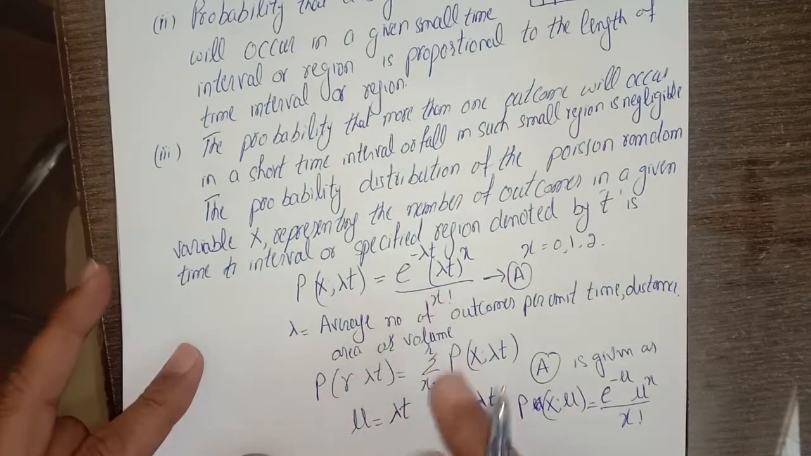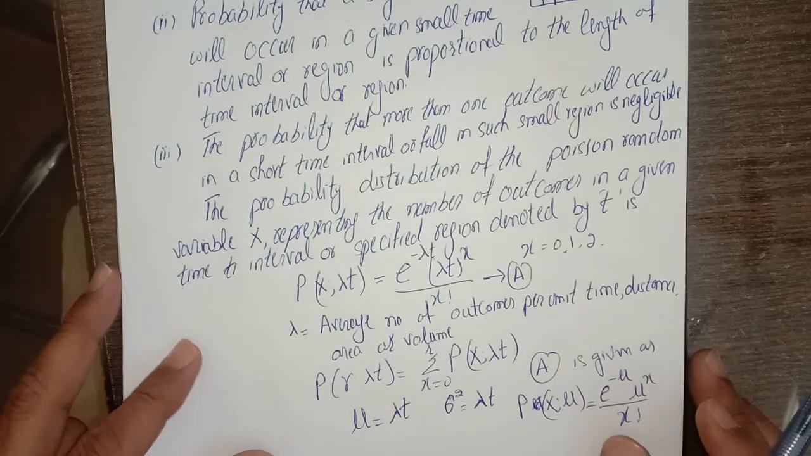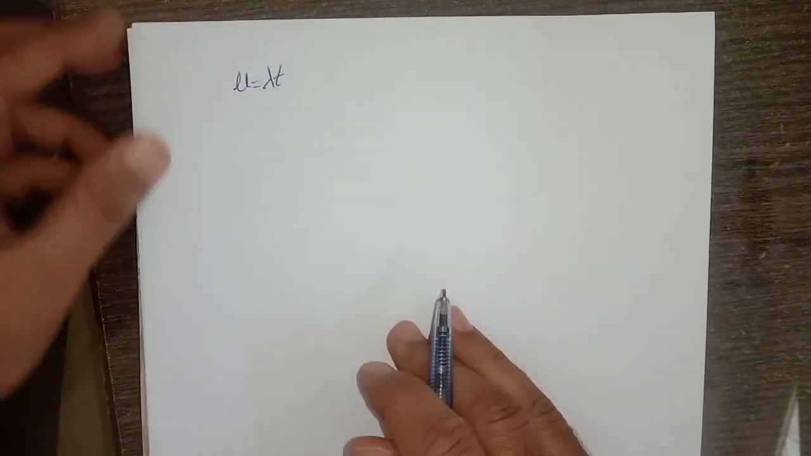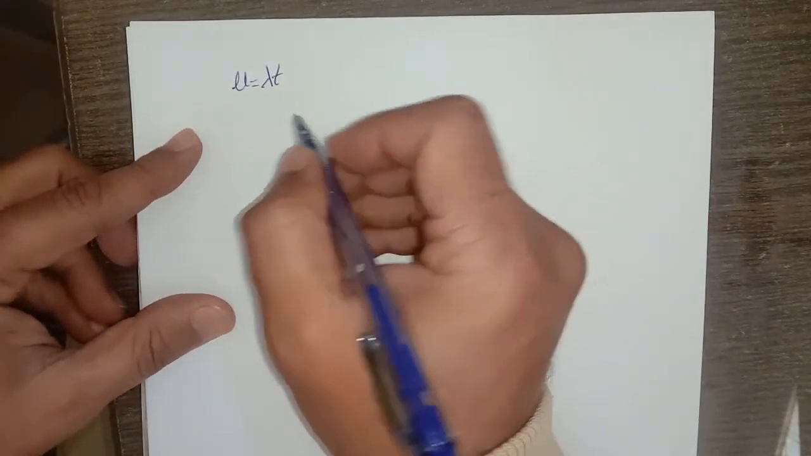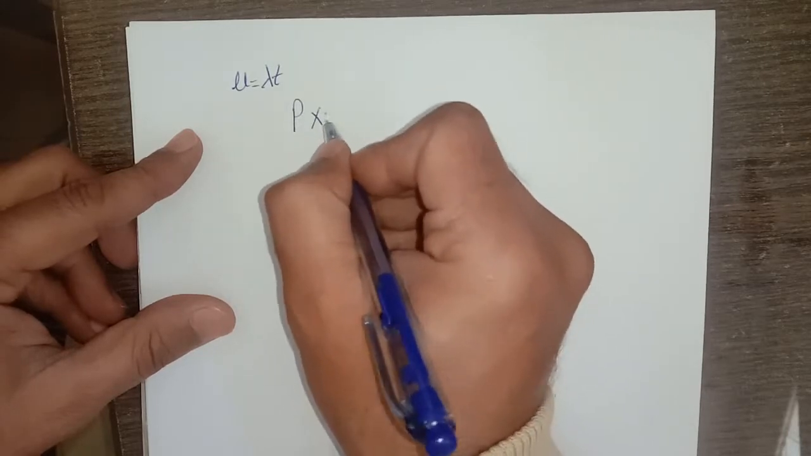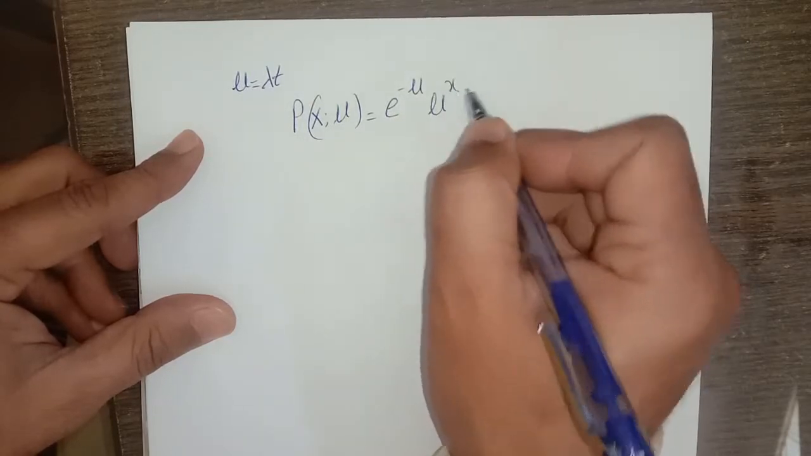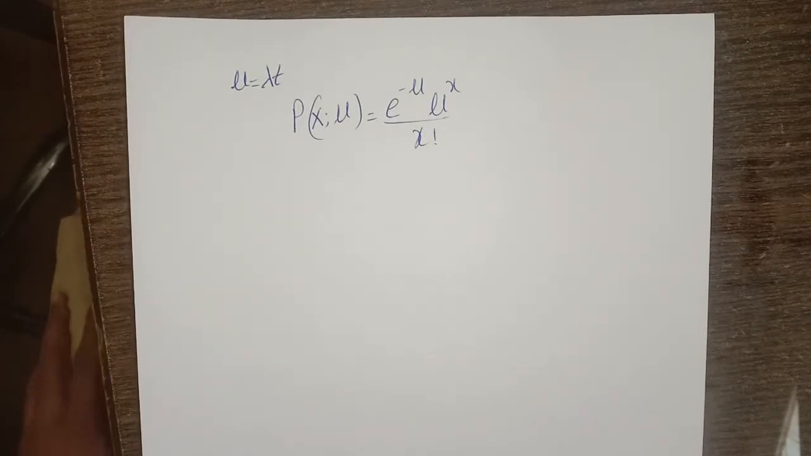I know that this mu is equal to lambda t, so I can substitute this mu by lambda t. So we have come to a very important result: if mu is equal to lambda t, the average number of outcomes, then you can amend this formula of Poisson distribution as e raised to power minus mu, mu raised to power x over x factorial. This could be useful in solving the problems.